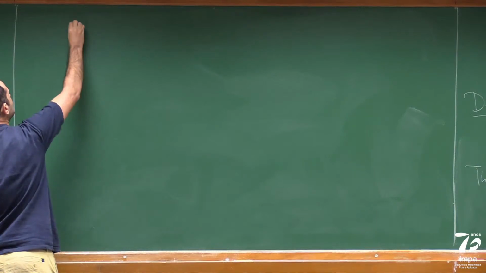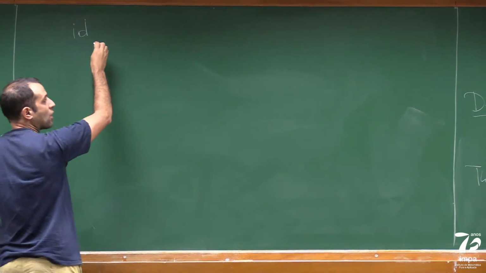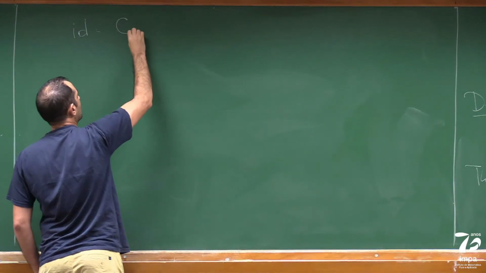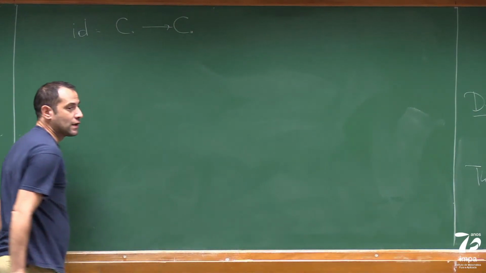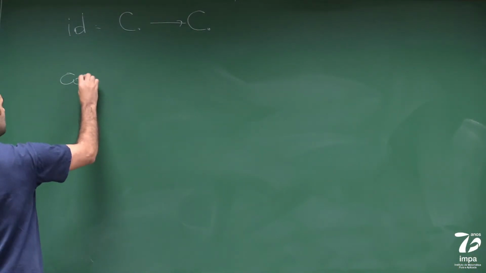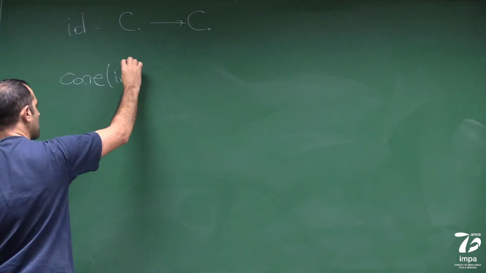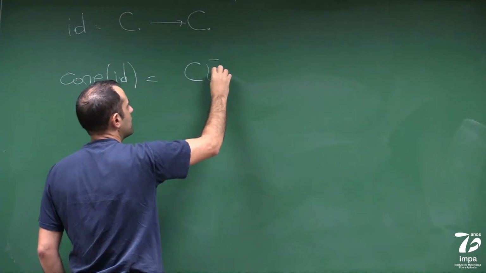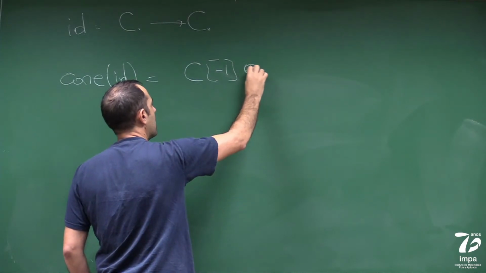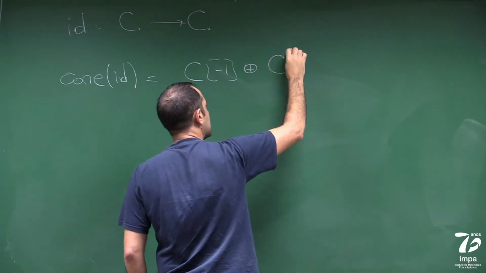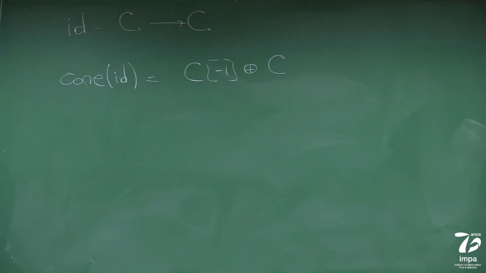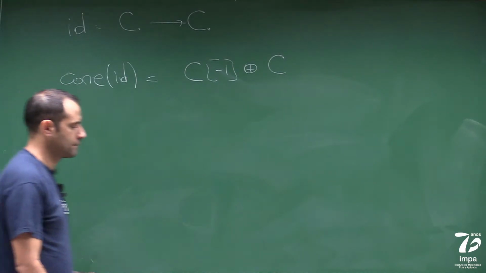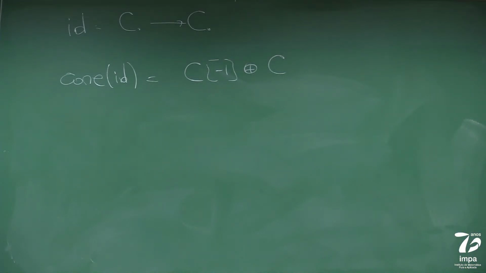So let's look at the identity map from a complex to itself. And let's look at the cone of that map. Okay, so this guy was a complex that, remember, we took this guy, we shifted it by -1. And, well, actually, let's repeat the construction of the cone in general. Let's do this on the side to remember what this differential was.